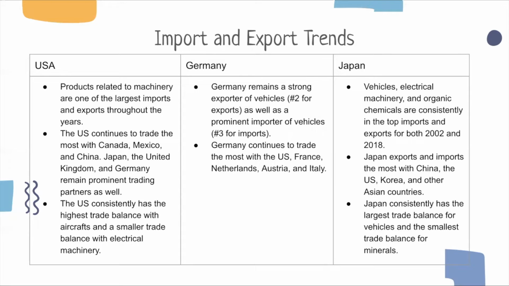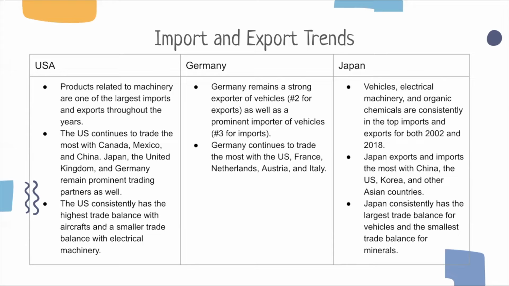And then finally, we also saw that the US consistently has the highest trade balance with aircrafts and the smallest trade balance with electrical machinery. And this can be an example of intra-industry trade because the US specializes in machinery related to aircrafts, but still needs to import machinery related to electrical components. So although both of them technically classify as machinery, the product differentiation is what leads to trade.